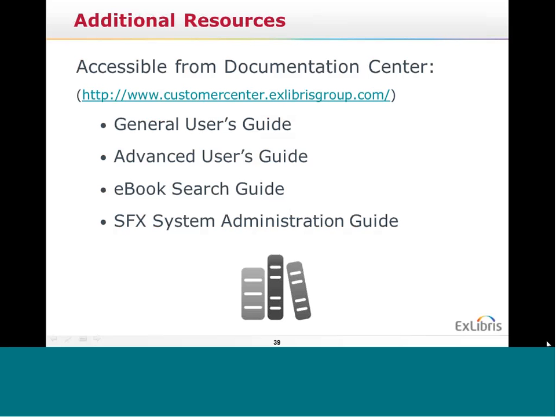This is a list of documents that will provide more information on the A to Z list customizations, and all of these can be found in the Documentation Center. The General User's Guide will have more details on many of the A to Z list customizations that we talked about in this session. The ebook A to Z list has its own guide, the ebook search guide, and that will explain customizations that can be made to the ebook A to Z list. The Advanced User's Guide will have information on making A to Z list changes on the server. So the Ex Libris support team would be doing this on your behalf, such as header changes, for instance, to be your institution's own logo.